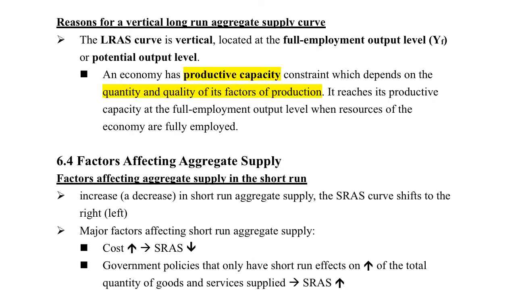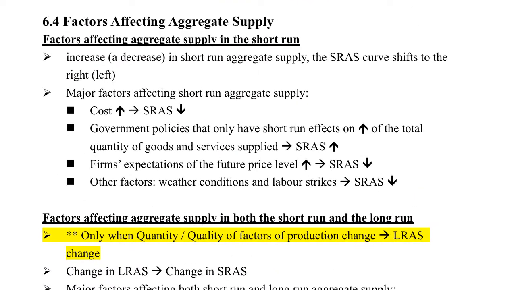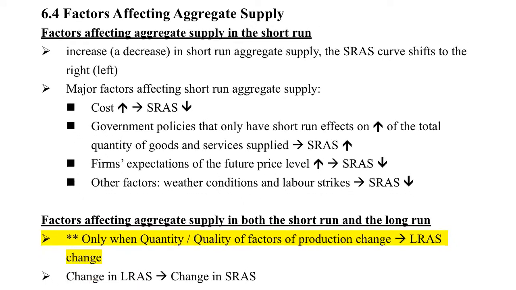And then for the long run AS, no need to think about it so much, because it's just one thing: it is vertical, because the long run is limited by the productive capacity. So it's only the quantity and the quality of the factors of production that affect the LRAS. So it's vertical. The price is irrelevant to the LRAS quantity.